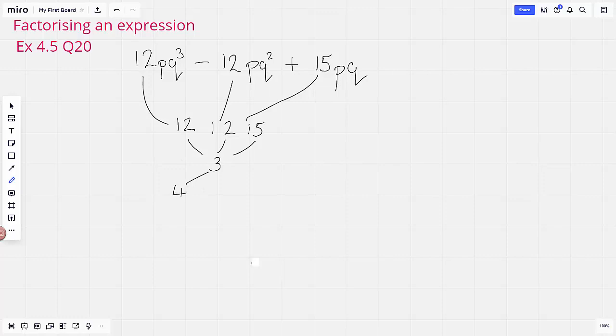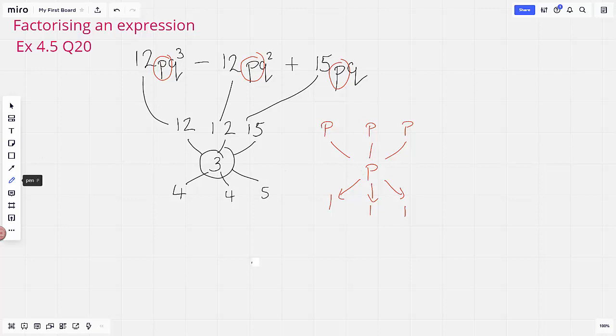3 into 12 goes 4 times. 3 into 12 4 times, 3 into 15 5 times. Now remember, this is the factor that we're pulling out. Now let's take the p's here, each of these in front of the q's, and we'll pull those out. We've got p, p, and p, and of course the common factor here is p, which will give us 1, 1, and 1. Basically we're saying p goes into p once.